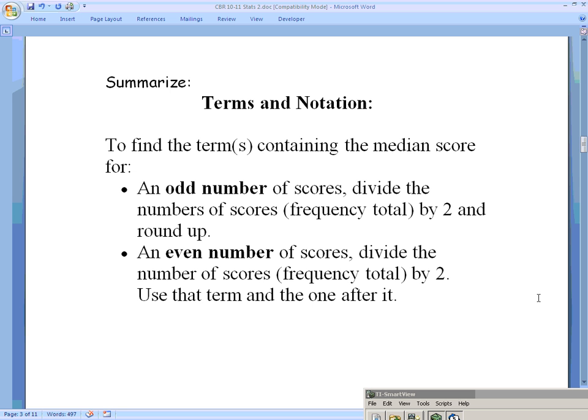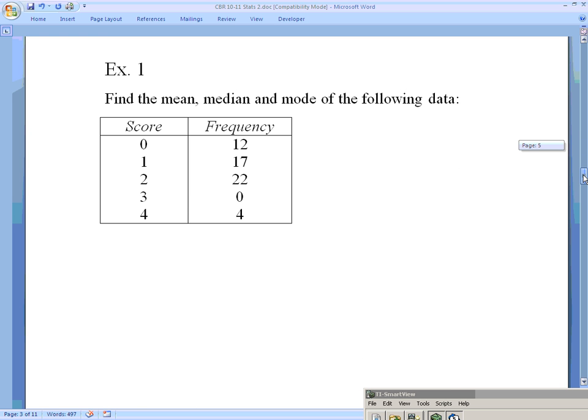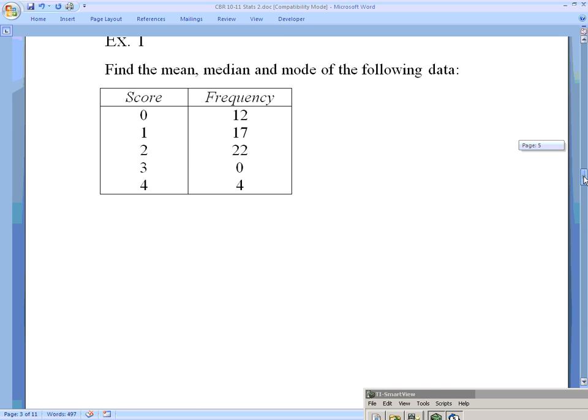So let's take these 2 slides and put them all together here now. Find the mean, median, and mode of the following data. Now, before I do that, I first just want to review those other terms that we had. So we have frequency, but we also have cumulative frequency.